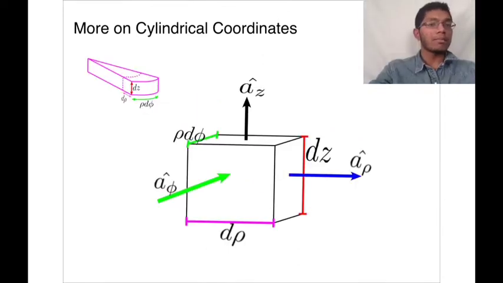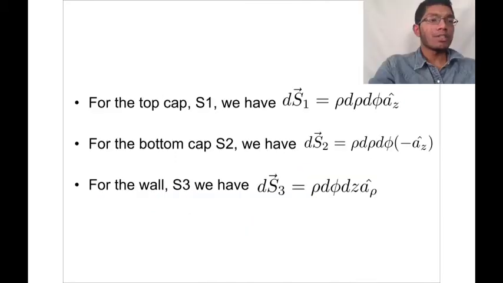I've just taken that chunk and blown it up, and when you cut into it many times, you get this prism. These are the dimensions, d rho, dz, and rho d phi, and these are the respective unit vectors. Now I can think about the ds elements for each of those integrals. So these are the top caps that I've talked about earlier, and this is the ds element for the wall of the cylinder.